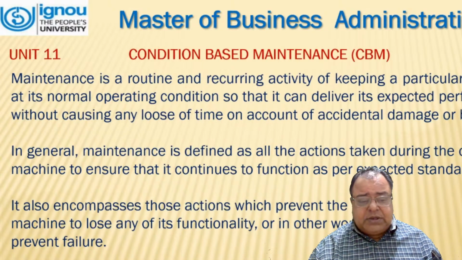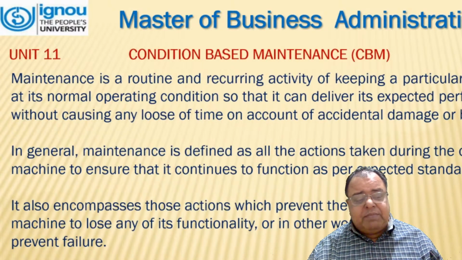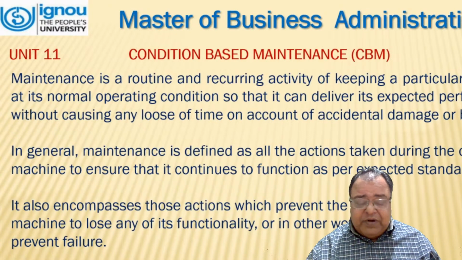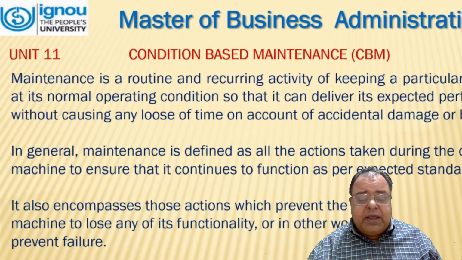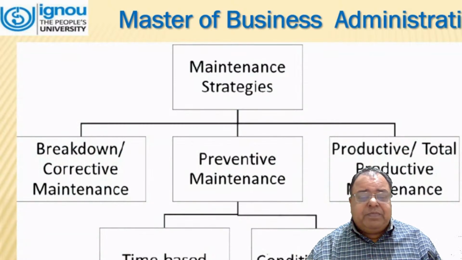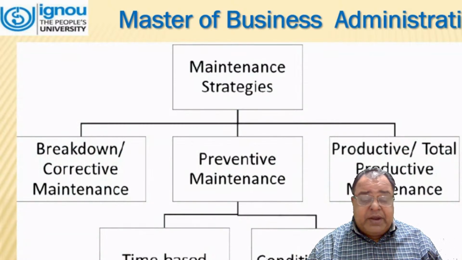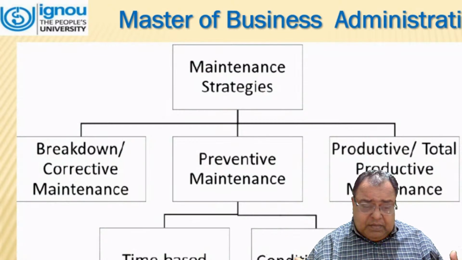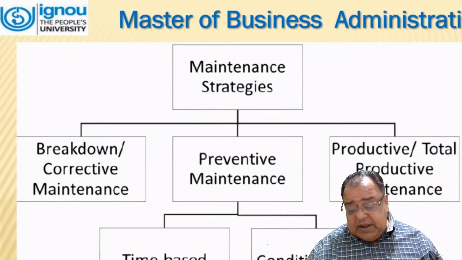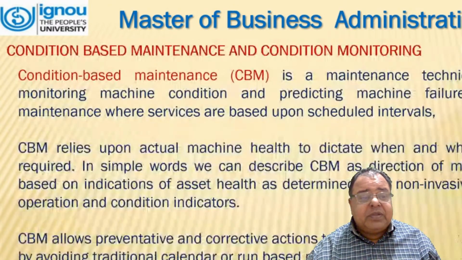It also encompasses those actions which prevent the machine from losing any of its functionality, or, in other words, prevent failure. Such actions or the maintenance policies in general can be categorized into various types. We see over here that it can be maintenance strategies: breakdown corrective maintenance, productive or total productive maintenance, and preventive maintenance, which can be time based and condition based.